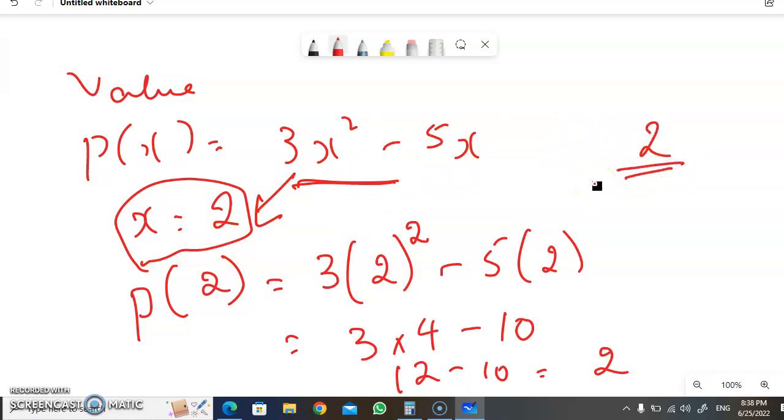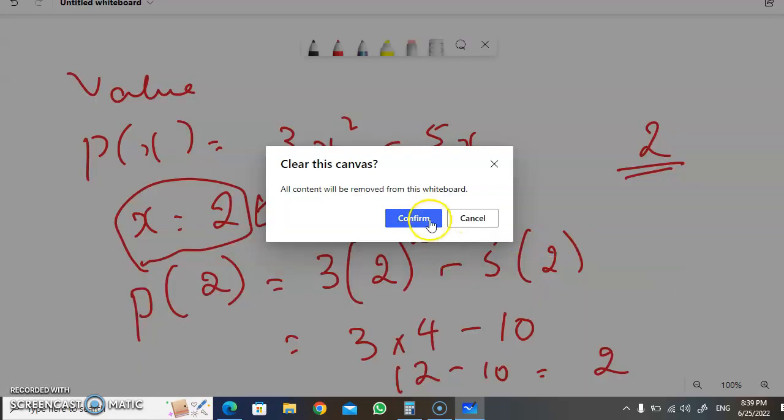Okay, like this we can find value of the polynomial at any terms, like might be at x equal to 0, x equal to 4, anything which is given. Okay, so depending upon this, again I can extend it a little bit here, something called 0 of the polynomial. 0 of the polynomial means what?